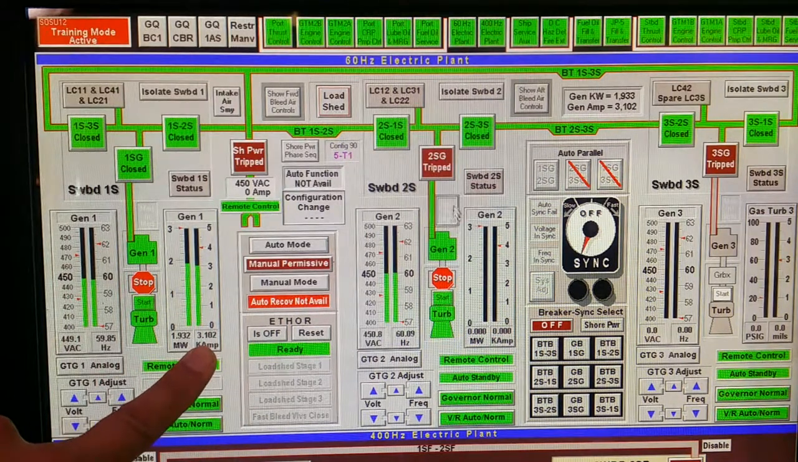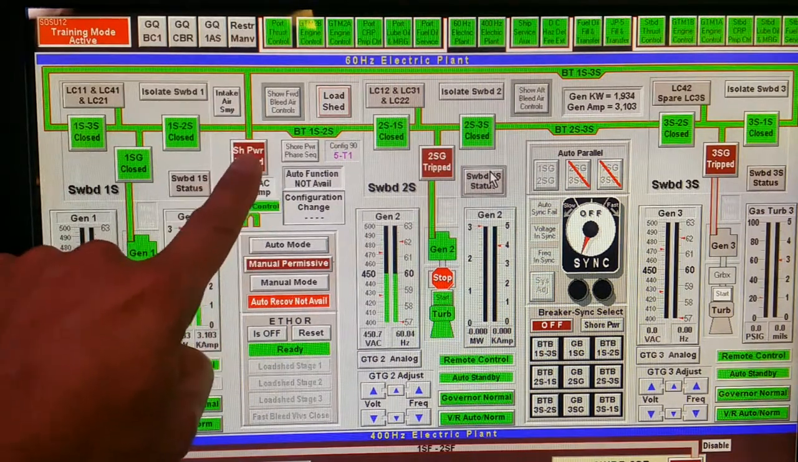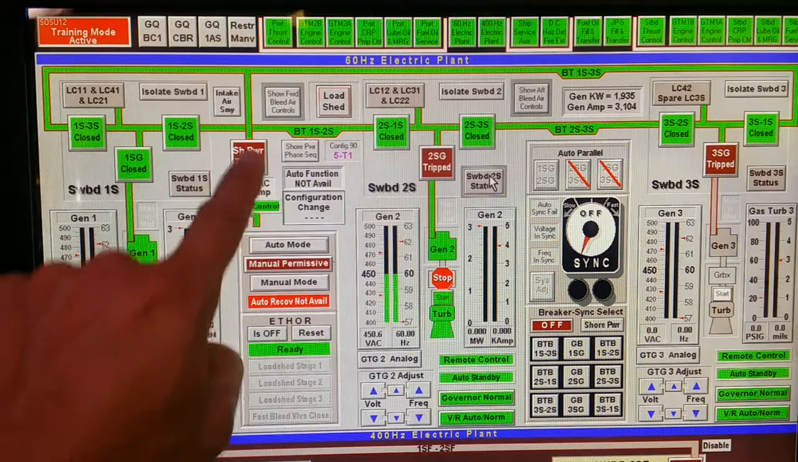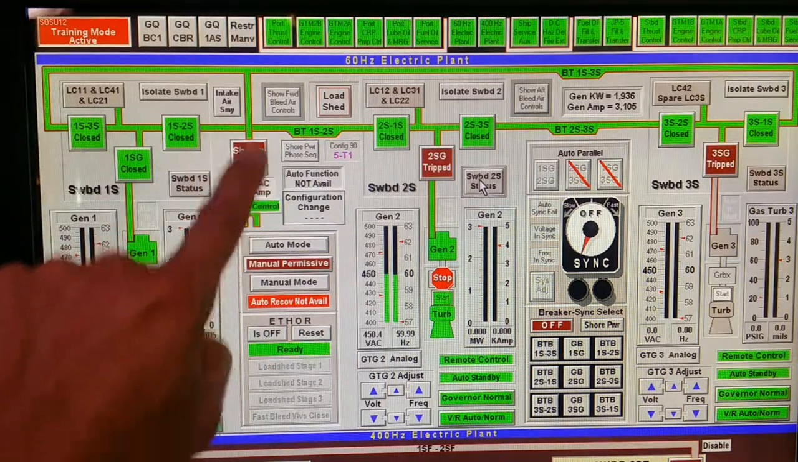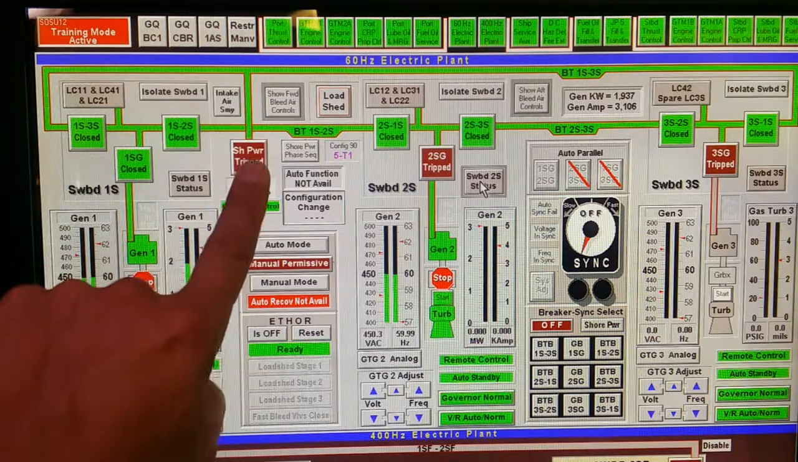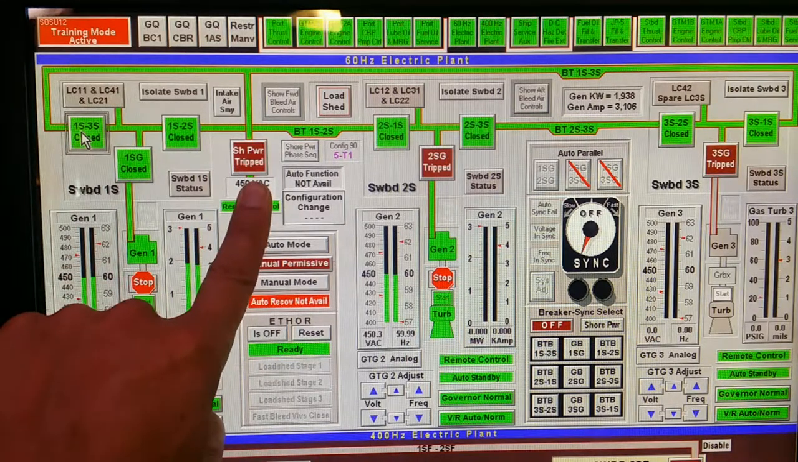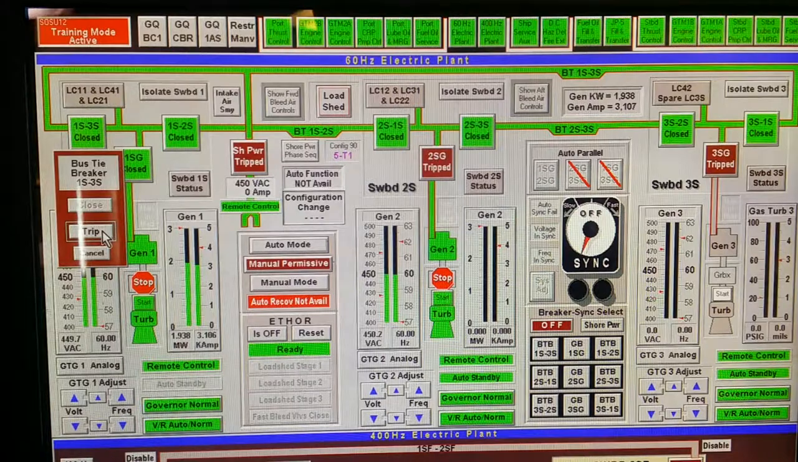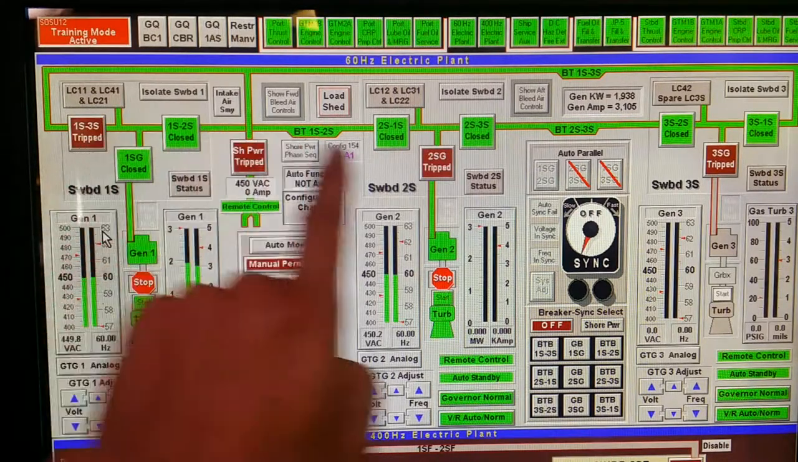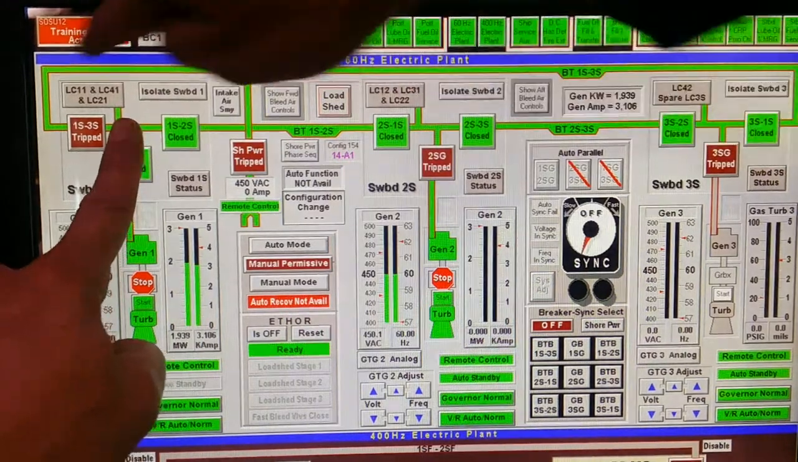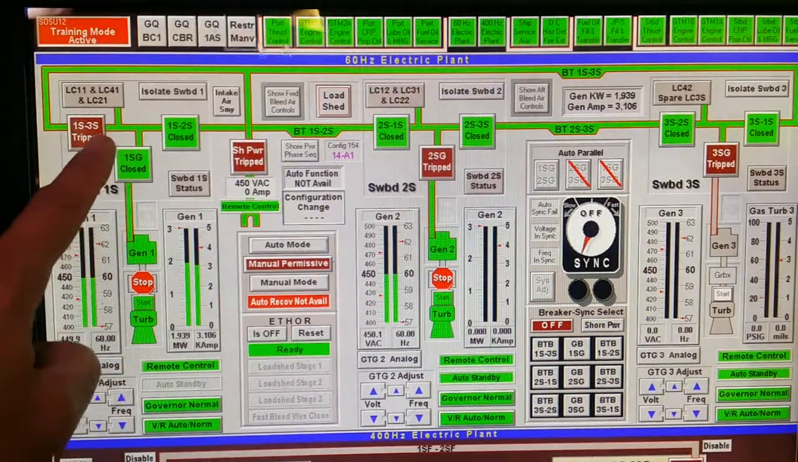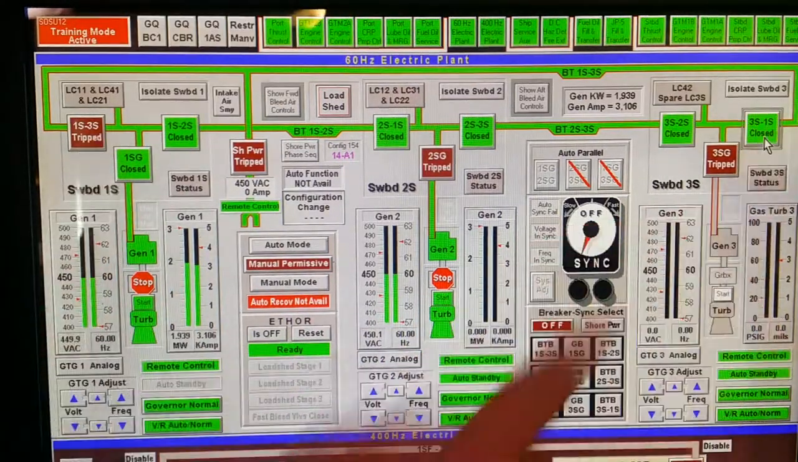Now what I'm gonna do is try to parallel to shore power. I've got 450 volts at a shore power breaker. So I'm gonna open these. These over here are 10 shore power breakers, so I cannot parallel across them. So I'm gonna open this bus tie breaker, so I no longer have a ring bus configuration because I opened my ring. And now I'm going to open this other one over here.